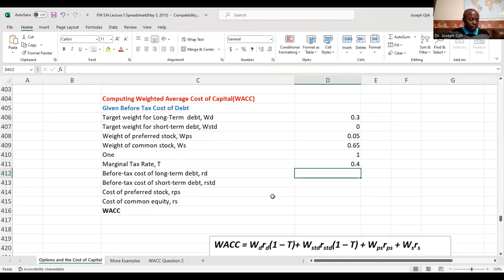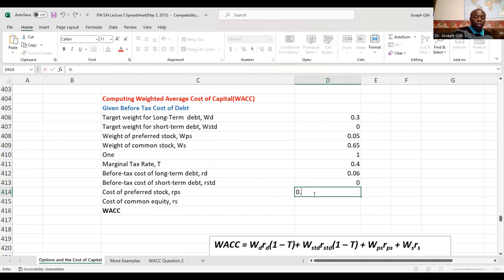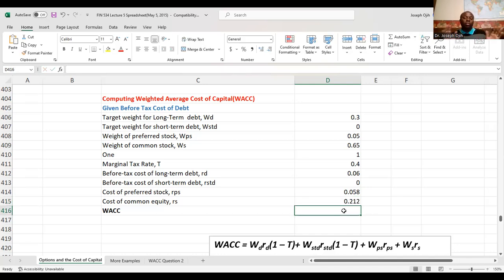Before tax cost of long-term debt, RD, is 6%, 0.06. Now we have the before tax cost of short-term debt, 0, because there's no short-term debt. Cost of preferred stock, RPS, is 5.8%. That means 0.058. And then cost of common stock, RS, is 12%. That means 0.12. So we have entered them. Make sure you enter the correct numbers.